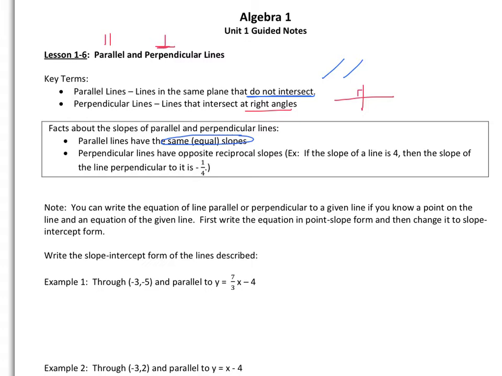Perpendicular lines have also a special relationship. And again, they intersect and create right angles, which means they have to have opposite reciprocal slopes. And reciprocal just means you flip a fraction.